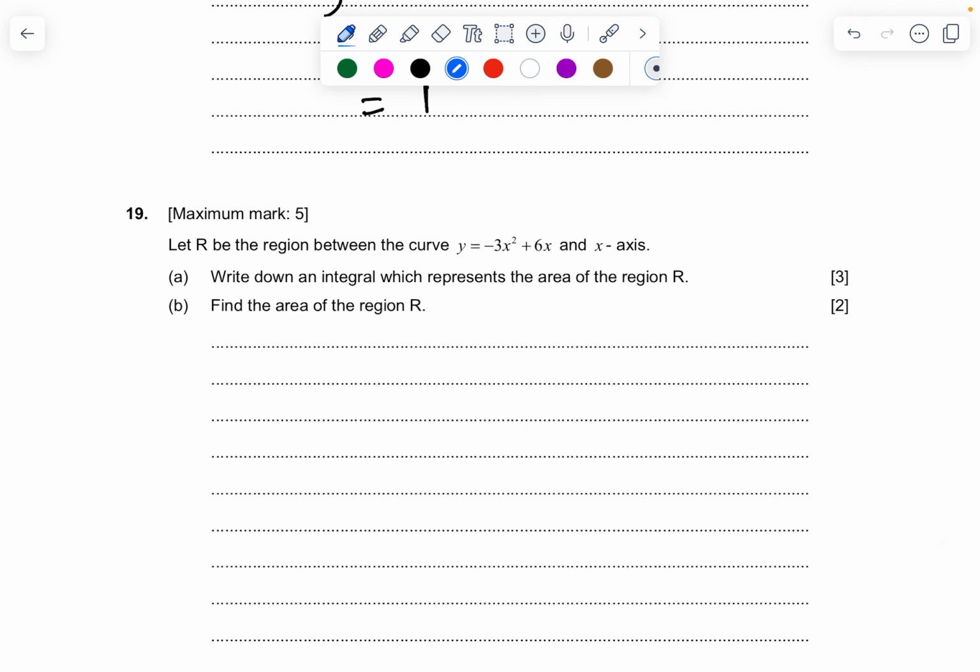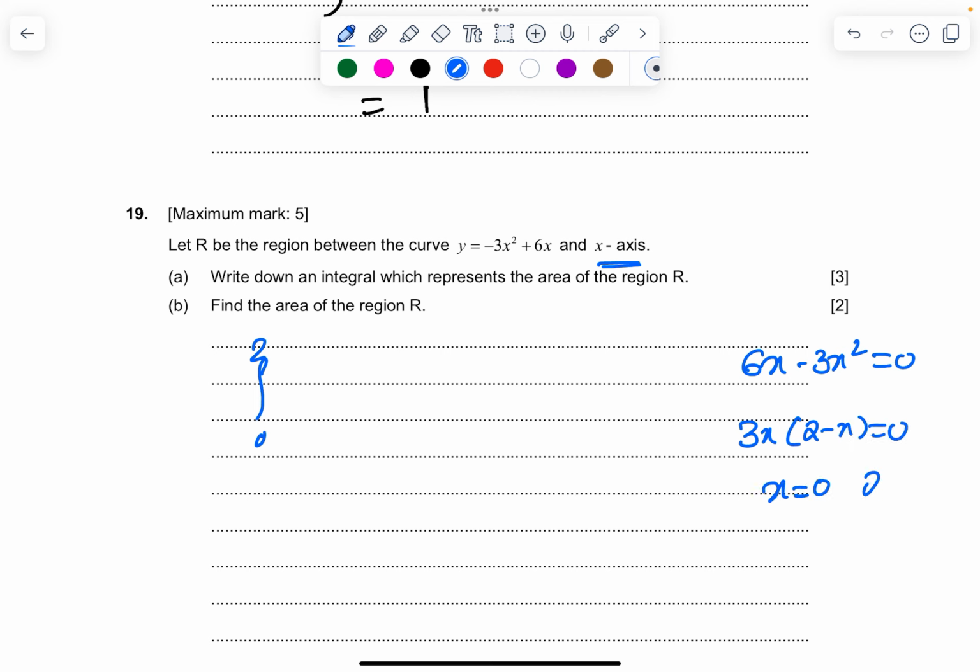Now let R be the region. Write down the integral for the region. So it's going to be integral of 0 to 2. How should I know it is 0 to 2? We know that 6x minus 3x squared on the x-axis means it should be equal to 0. Take 3x common, 2 minus x equals 0. So x equals 0, 2 minus x equals 0. So x equals 0, x equals 2. Then negative 3x squared plus 6x dx. Use the calculator to get that answer as 4.